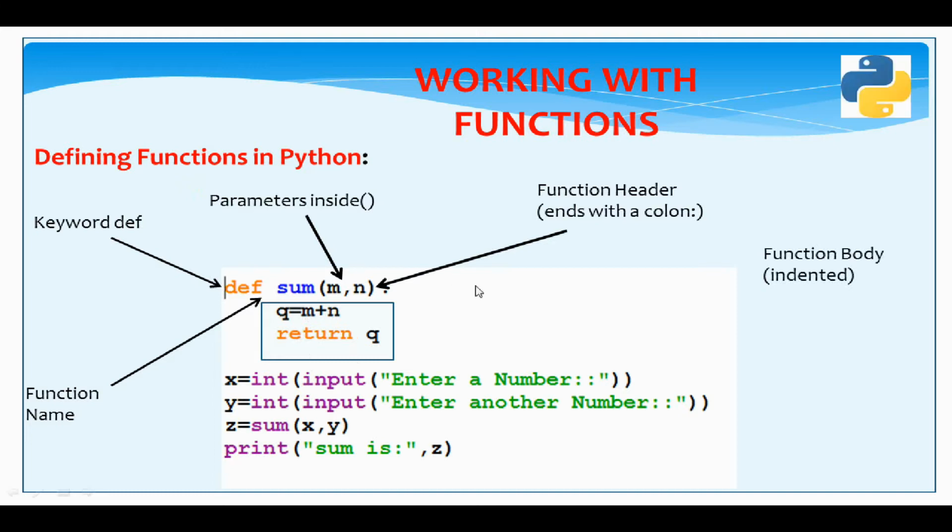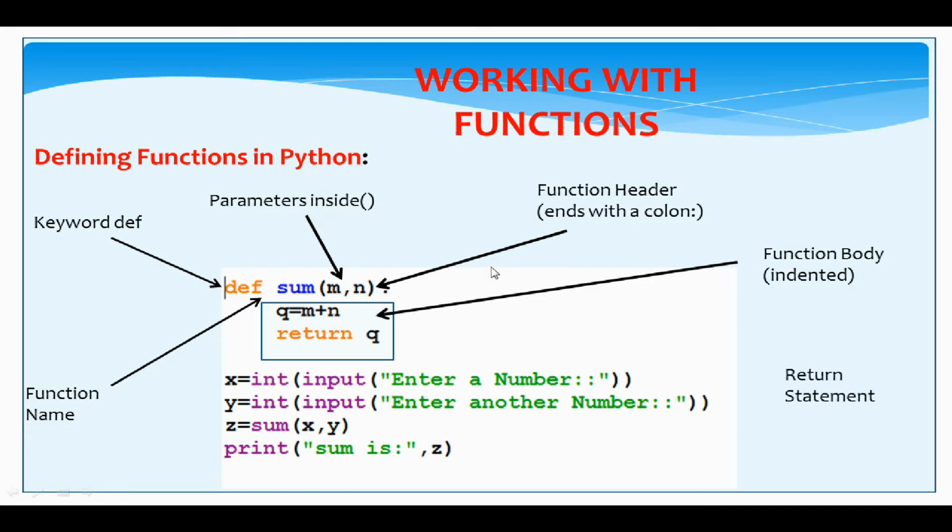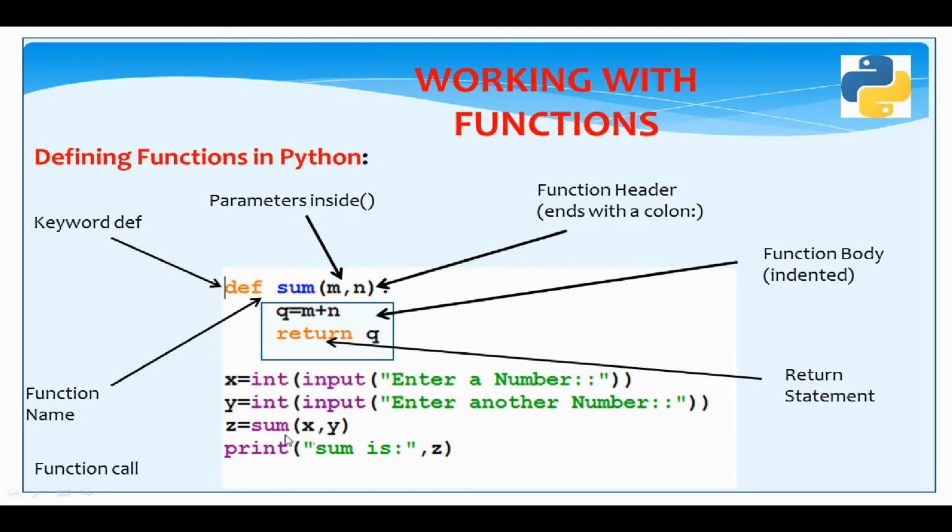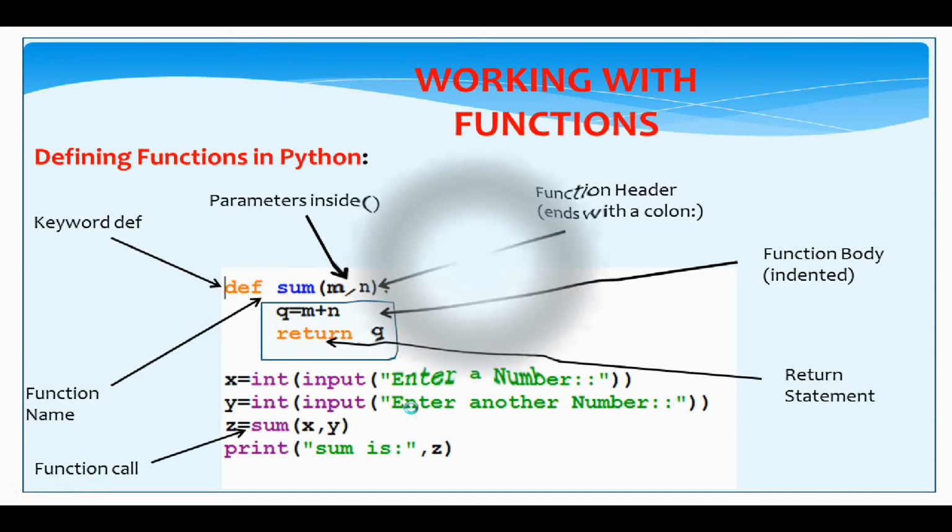Then these two lines, q and return q, which are indented a little bit towards the right hand side, are known as the function body. It is the actual code which is working and giving you the result, and this return statement is used to return the value calculated by the function back to where it is called. This statement where we are using the function is known as the function call statement. Now let me show you how the function works in another slide.